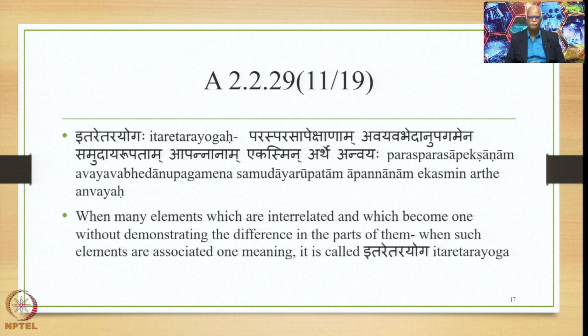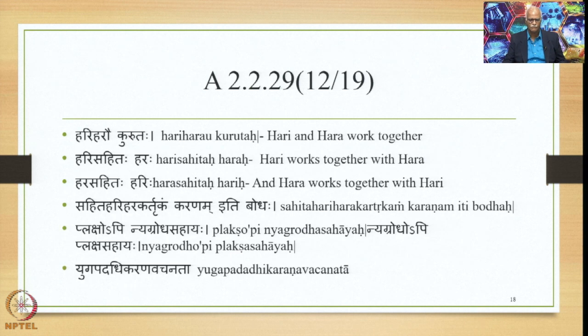I repeat, when many elements which are interrelated and which become one without demonstrating the difference in the parts of them, when such elements are associated with one meaning, it is called itaretara yoga. For example, hariharau kurutaha. In this, hariharau is the samasa and there is itaretara yoga. Hariharau kurutaha means hari and hara work together.